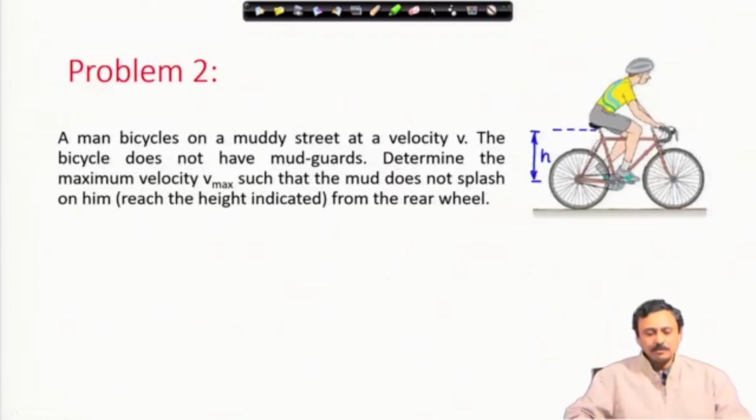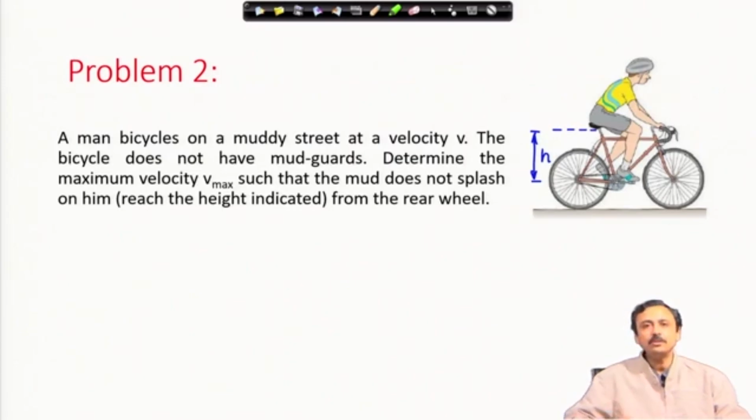Now, let us come to a very practical problem that we face if we do not have mud guards on our cycles, and many cycles nowadays do not have mud guards. A man bicycles on a muddy street at a velocity v. The bicycle does not have mud guards. Determine the maximum velocity V max such that the mud does not splash on him from the rear wheel.